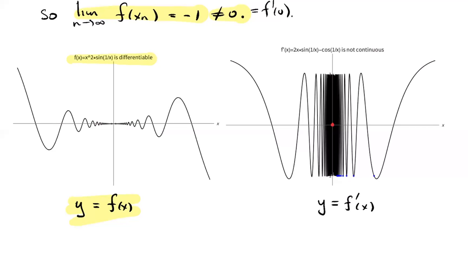What I've drawn down here, these blue dots, those are the images of the sequence that we looked at. The x coordinates of these blue dots are our 1 over 2 pi n, and they all have output -1. So the x coordinates of those blue dots are converging to 0, but the y coordinate is not converging to f prime of 0. So f prime is not continuous at the origin.